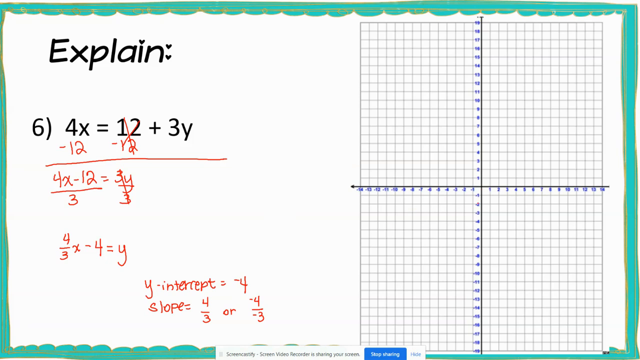To graph this, I'm going to go to negative 4 on my y-axis. If the slope is 4/3, then that's a rise of positive 4, so that's up 4, and a run of positive 3, so that's right 3. I also could have used negative 4 over negative 3. So if I'd started here, I could have gone down 4 and then left 3. And then I can connect these points with a line.